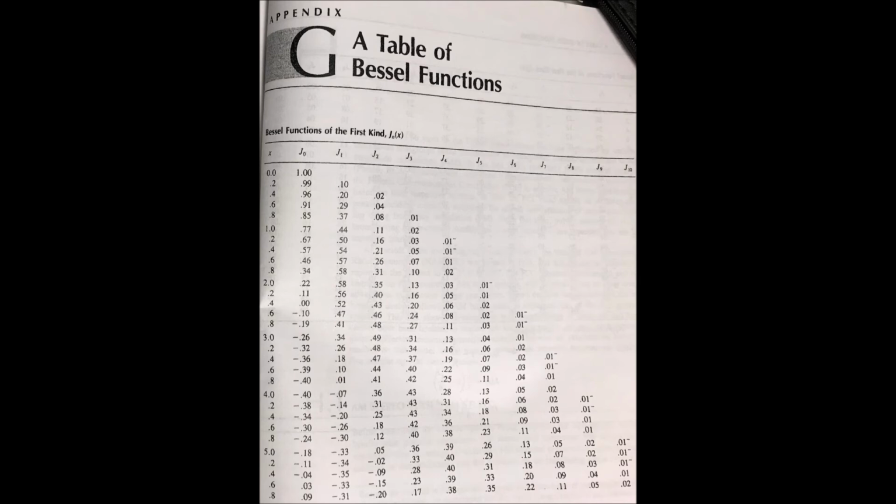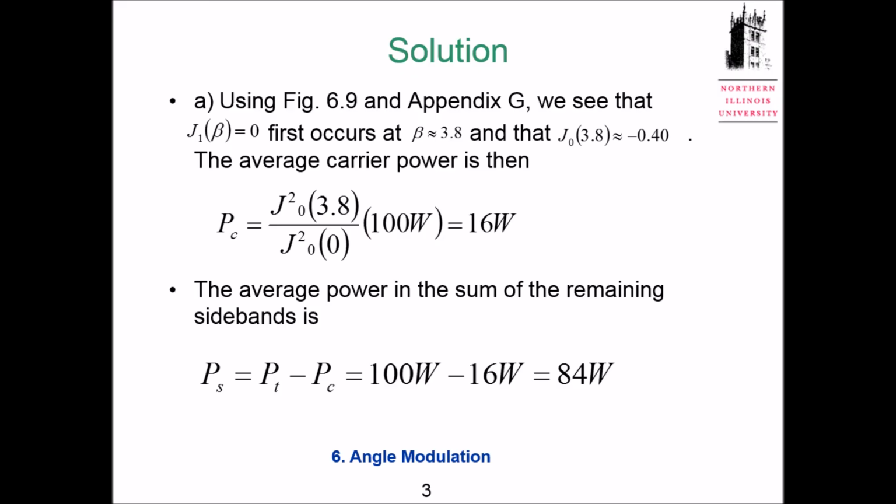Now we go back to my example. The power for the carrier is 16 watt. The average power for the sum of the remaining sidebands will be the total power minus PC, so it's 84 watt. Okay, so part two is easy.